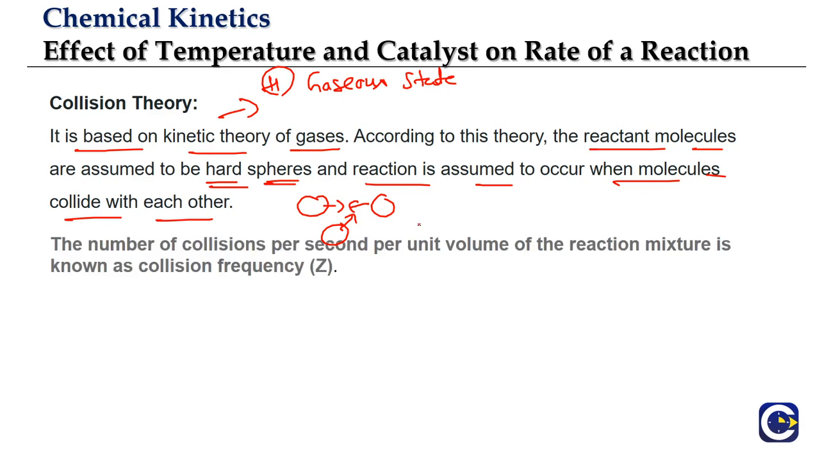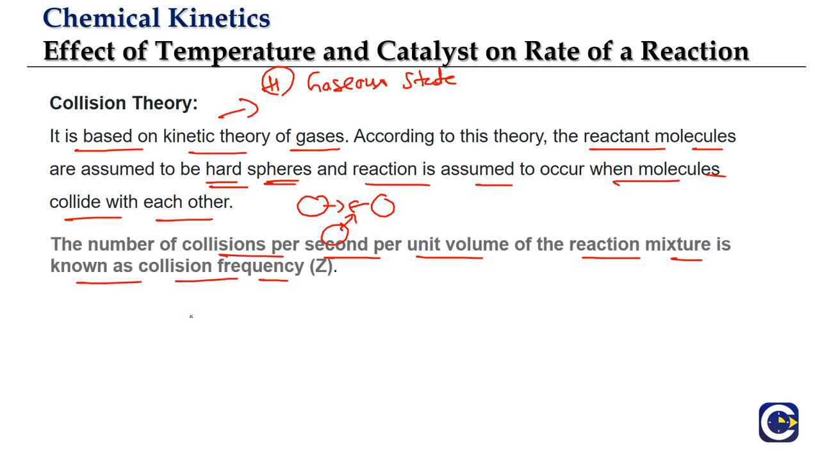And the number of collisions per second per unit volume of the reaction mixture. So we have a reaction mixture that is given to us. The number of collisions per second which happen per unit volume of the reaction mixture is what we will be calling the collision frequency.